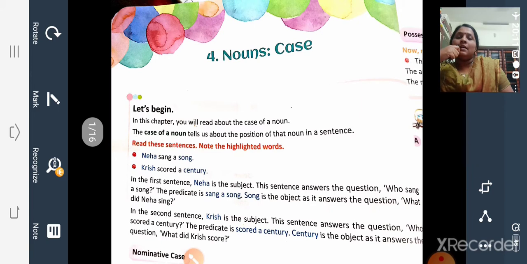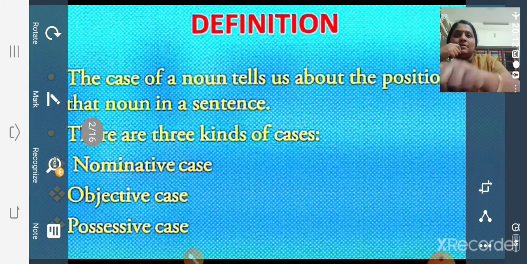Now, let us learn the next chapter, lesson 4, Noun Case, page number 14. All of you take your grammar text, lesson 4, Noun Case, page number 14. Okay, so what is a noun case? Last year also, I think you have studied the noun cases, isn't it?